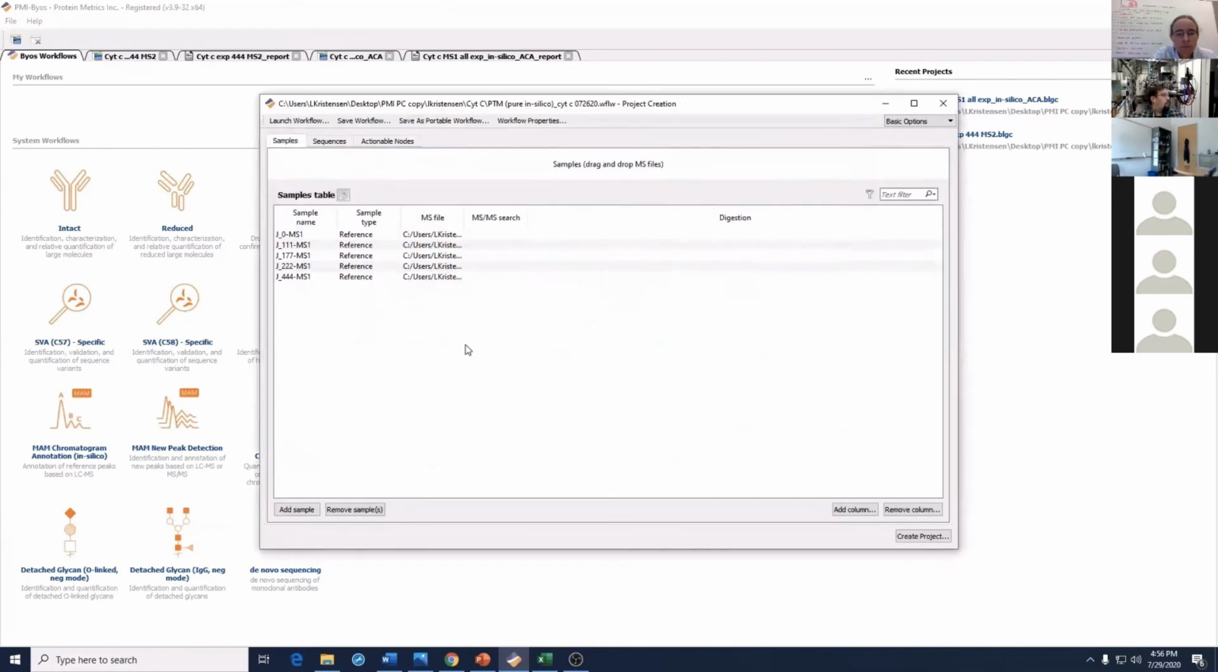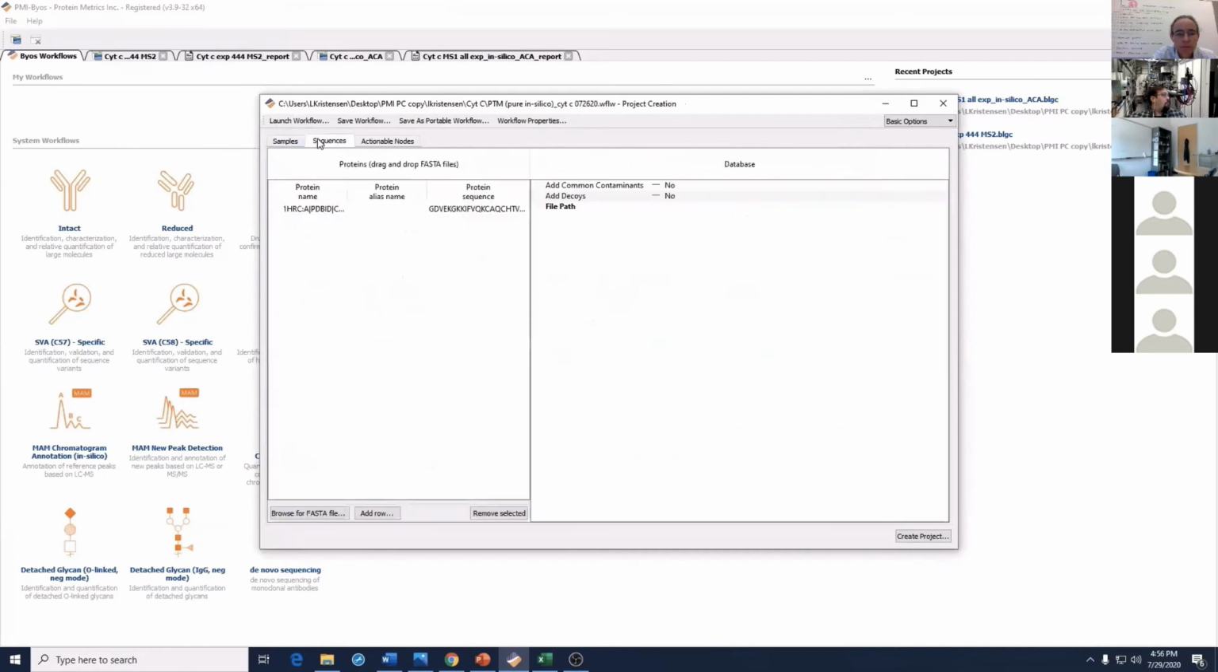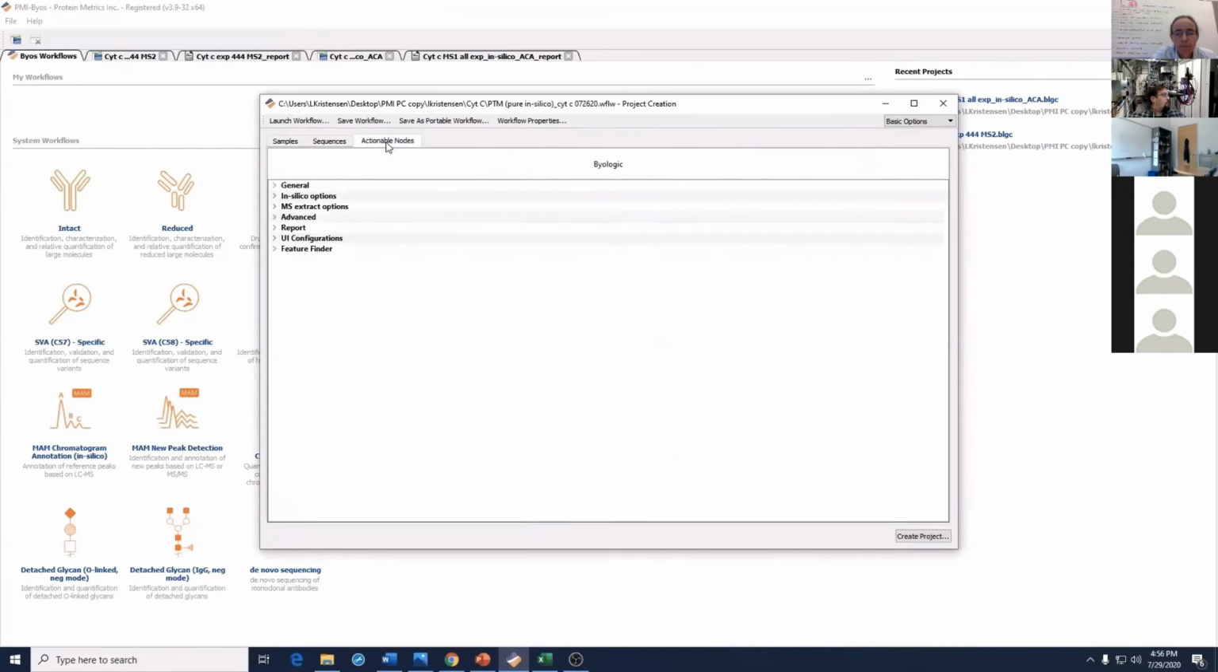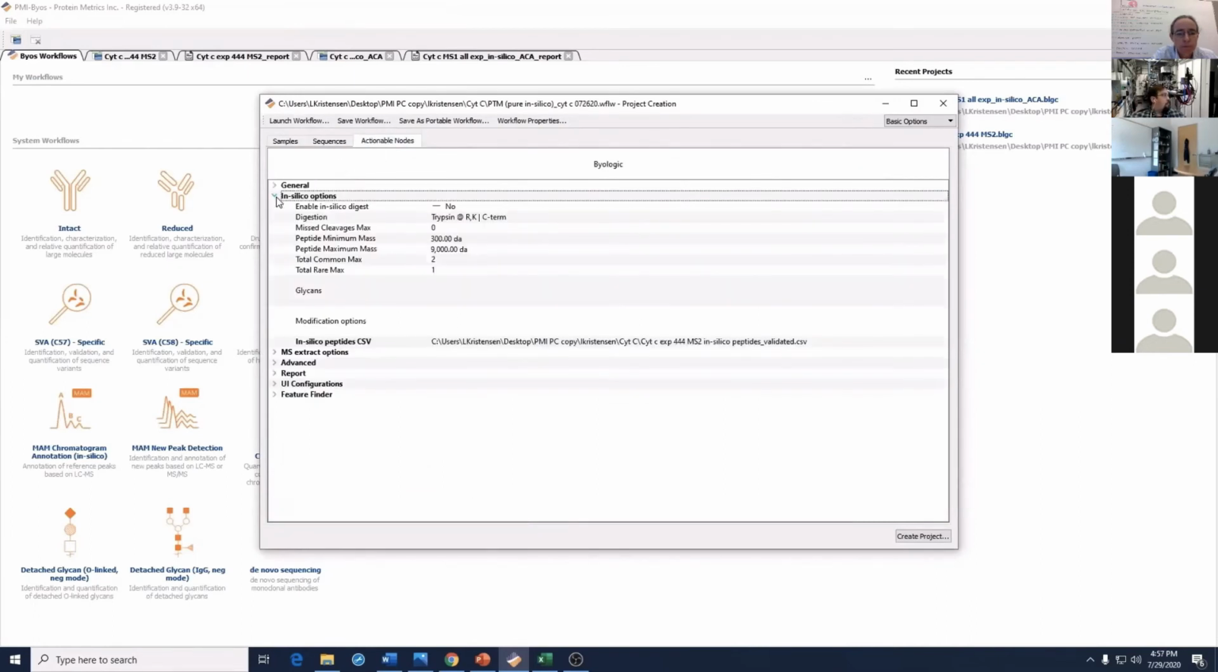Here in the Samples tab, we have the MS1 files that we're going to apply the in silico CSV to. And then in the Sequences tab, we have the same FASTA file for our protein of interest that we used in the oxidative footprinting workflow. And in Actionable Nodes, we're going to go into in silico options and make sure that for the in silico peptide CSV, we are pointing to the CSV file that we just created. And once that has been set up, you would go ahead and create the project.